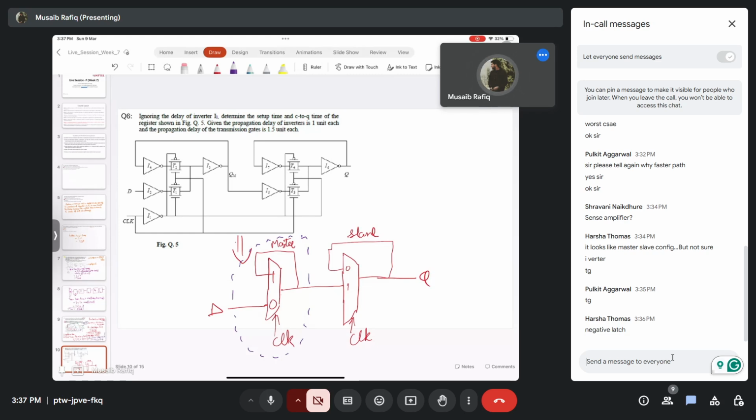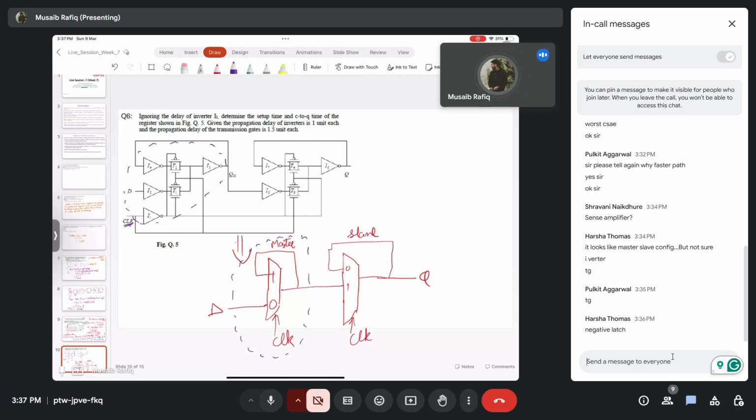It consists of a cascading of a negative latch, which is the master stage, and a positive latch. So this entire thing is your negative latch, and that one is your positive latch. And here a multiplexer based approach is used. So what happens? When the clock is low, the master stage is transparent.